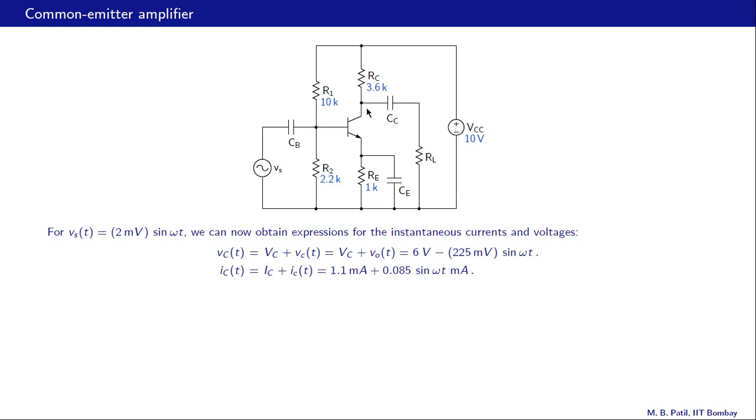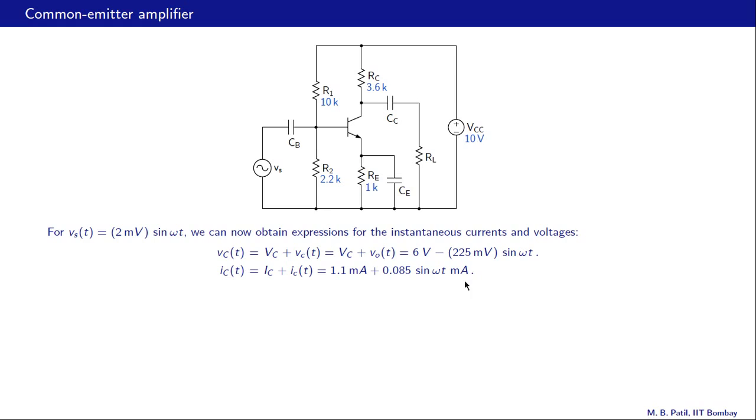And if we look at the total instantaneous voltage at this node, we are not going to see the DC part because the capacitor is going to block the DC. That DC voltage is going to appear across the capacitor, and here we are only going to see the signal part, 225 millivolts times sin omega t.